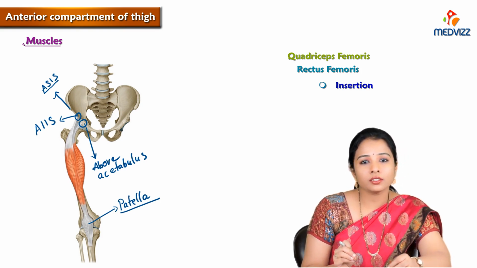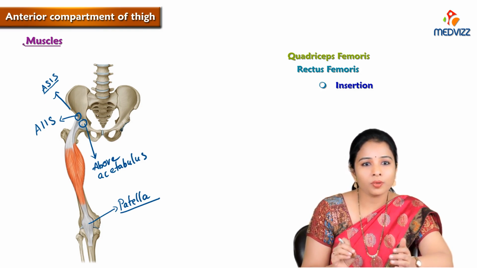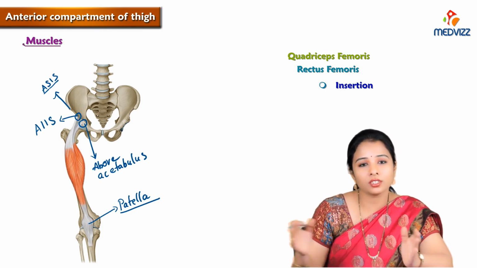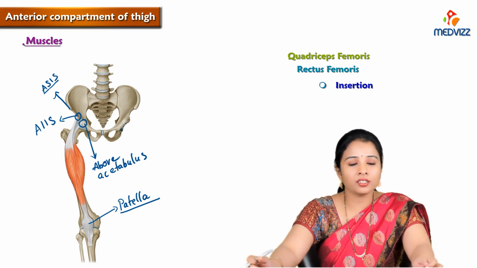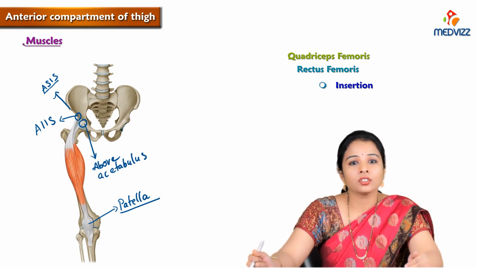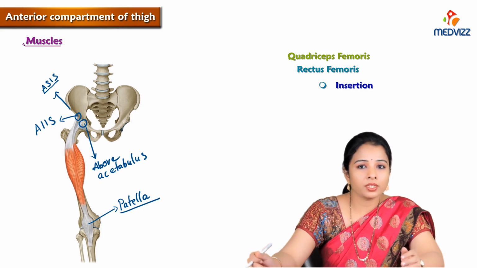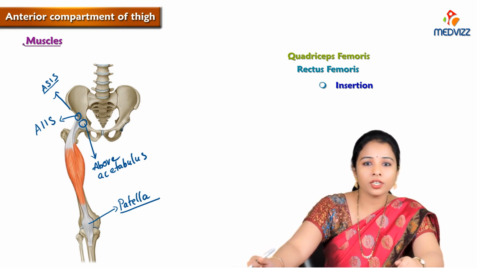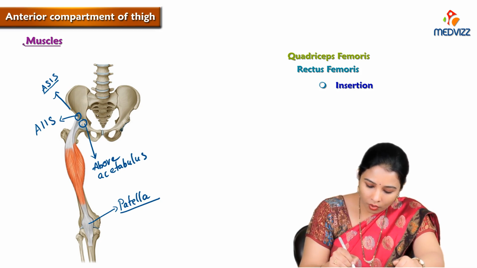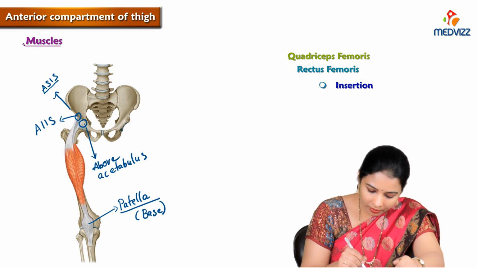So both the heads, they meet at an acute angle and form a fusiform belly, and which occupies the front of the thigh. So as soon as you remove the skin, superficial and deep fascia, you are going to see in the middle rectus femoris. So in the lower 1/3 of the thigh, the muscle ends as a flat tendon, and where it descends vertically to get inserted into base of patella.